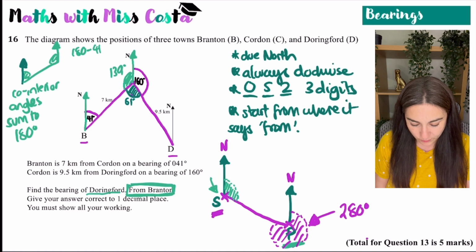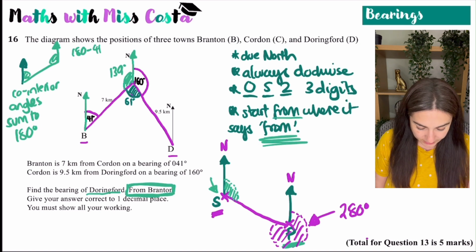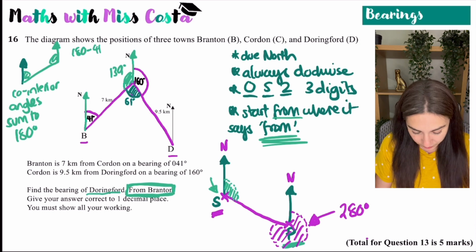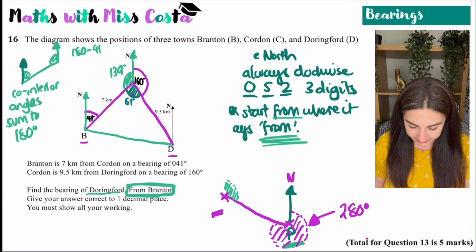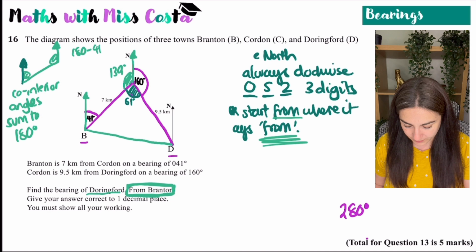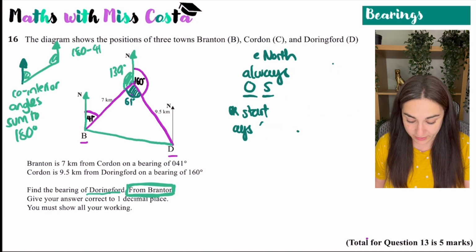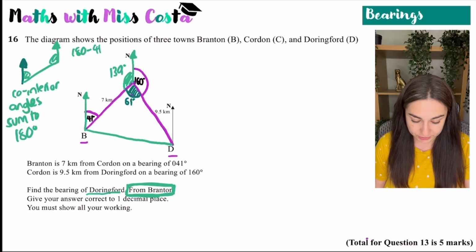Now, remember, that's the key word that we need to look out for. So we start from where it says "from". First things first, I want to draw a straight line from Branton to Dorringford. So essentially, I'm just going to get rid of all of this. Essentially, what is happening is this is the bearing that I need to work out. So I'll just draw it separately here.